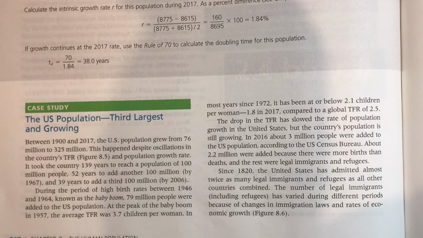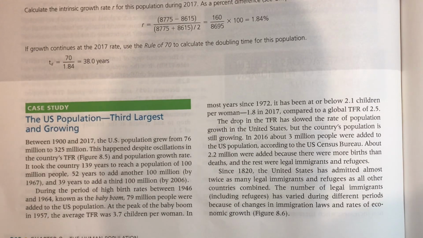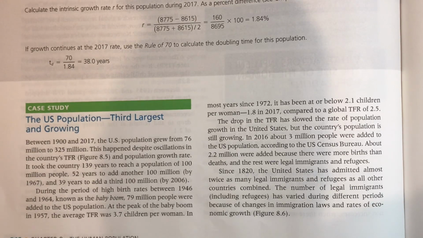Let's see what else we've got here. Read the section on how immigration has impacted the U.S. population. Note the TFR of the U.S. and predict what will happen to the country's population if immigration is largely halted. Obviously, we're going to experience a decline in the same way that Japan has.